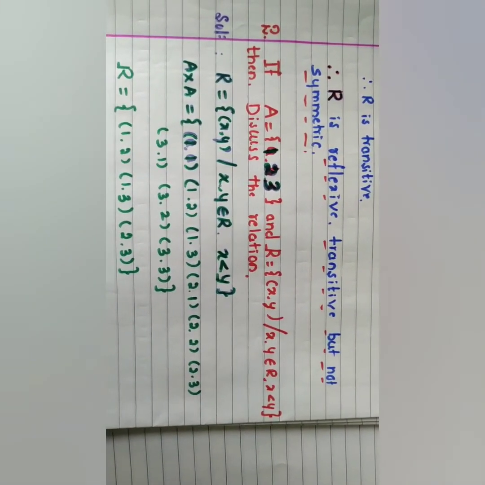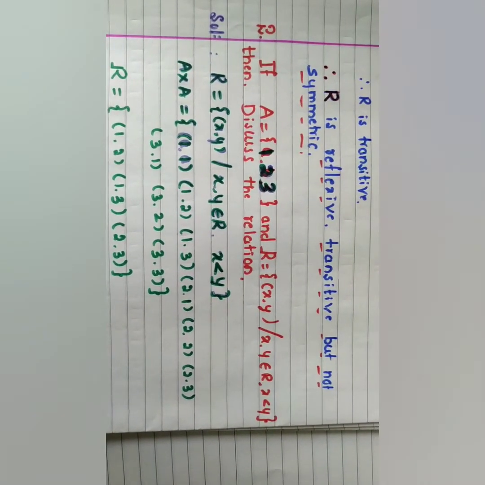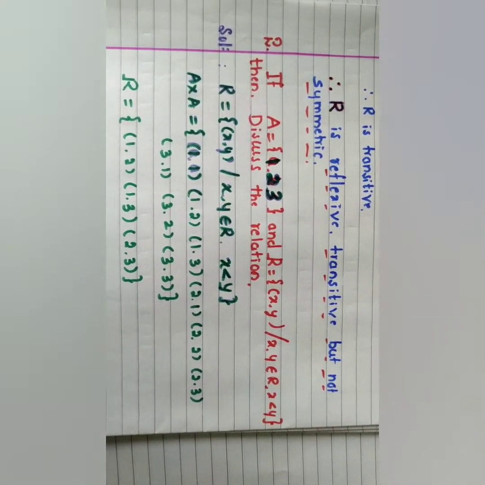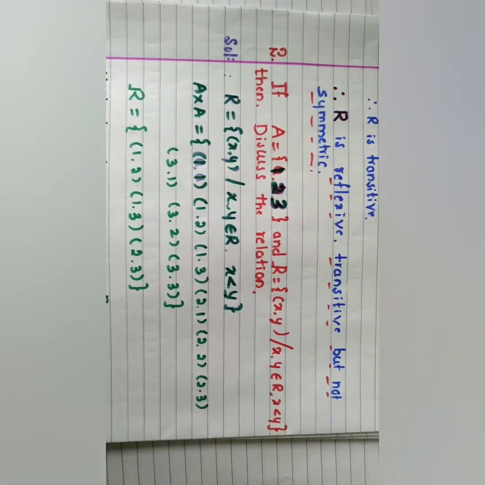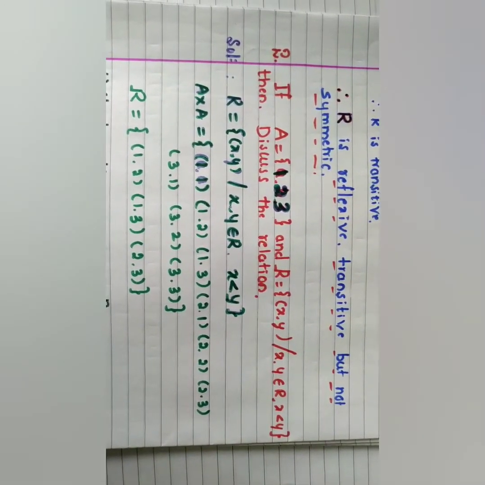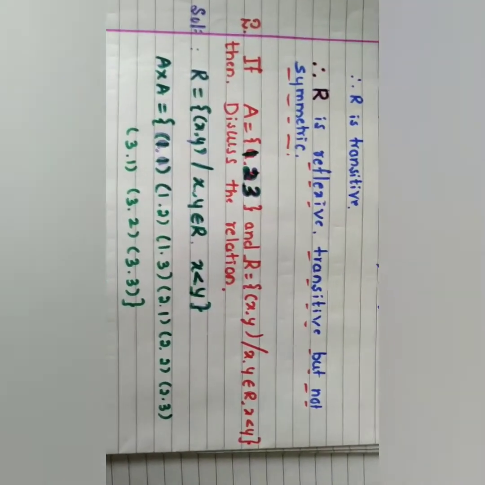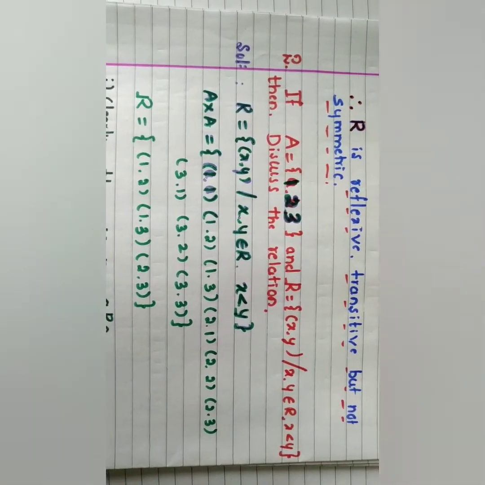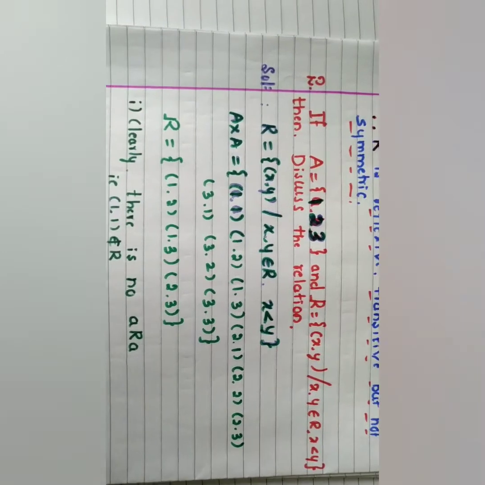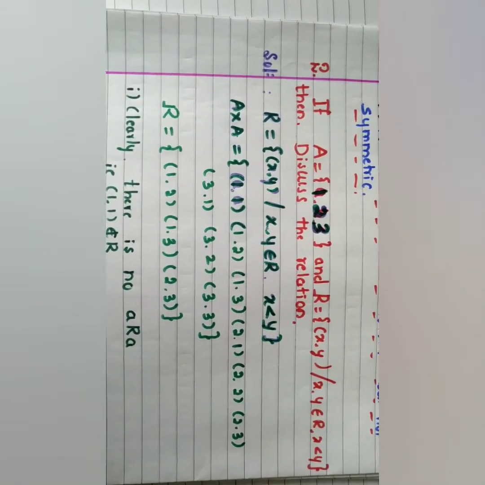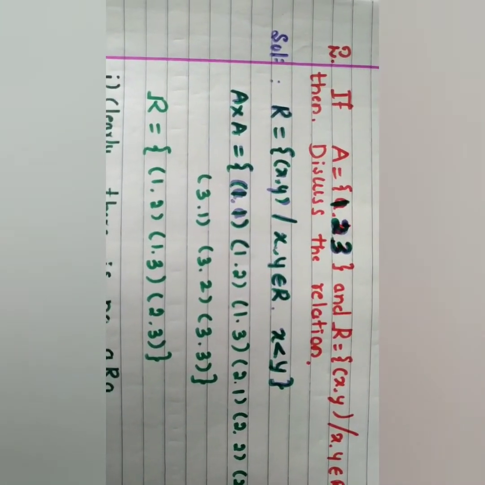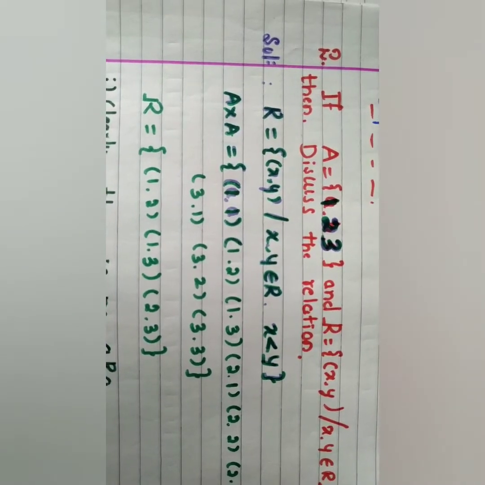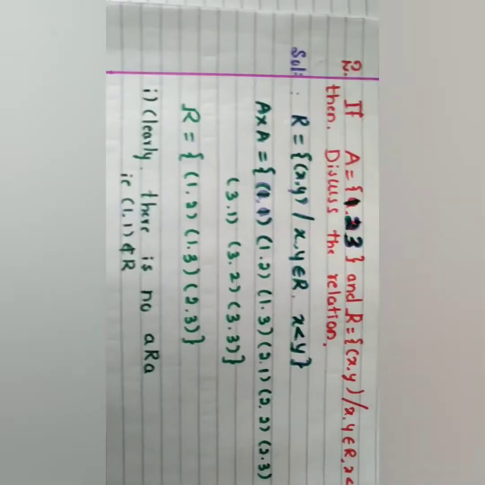In which A is {1, 2, 3} again, and R is the pair (x,y) such that (x,y) belongs to R and x is strictly less than y. In the previous example, we took x less than or equal to y. Here it is x less than y. So the A cross A and the R has been constructed such that 1 is less than 2, 1 is less than 3, 2 is less than 3.